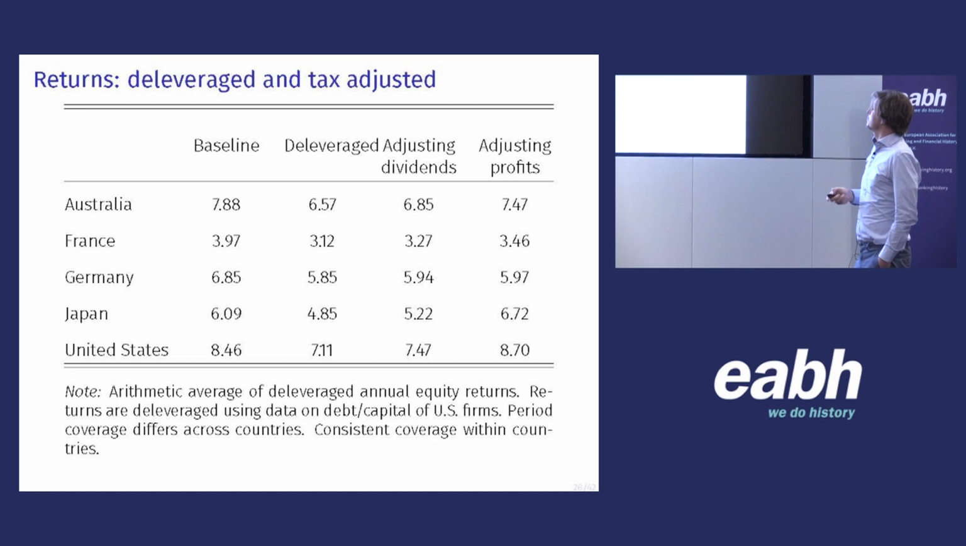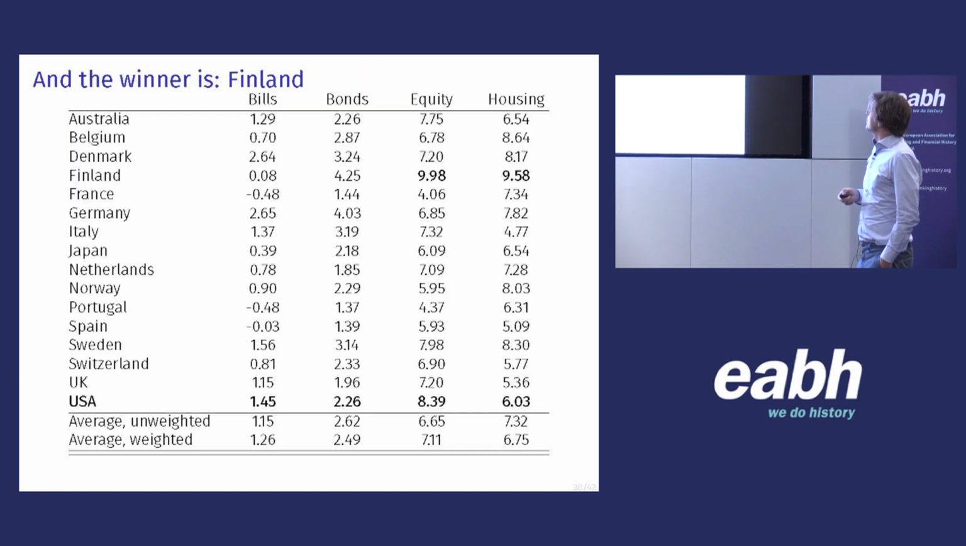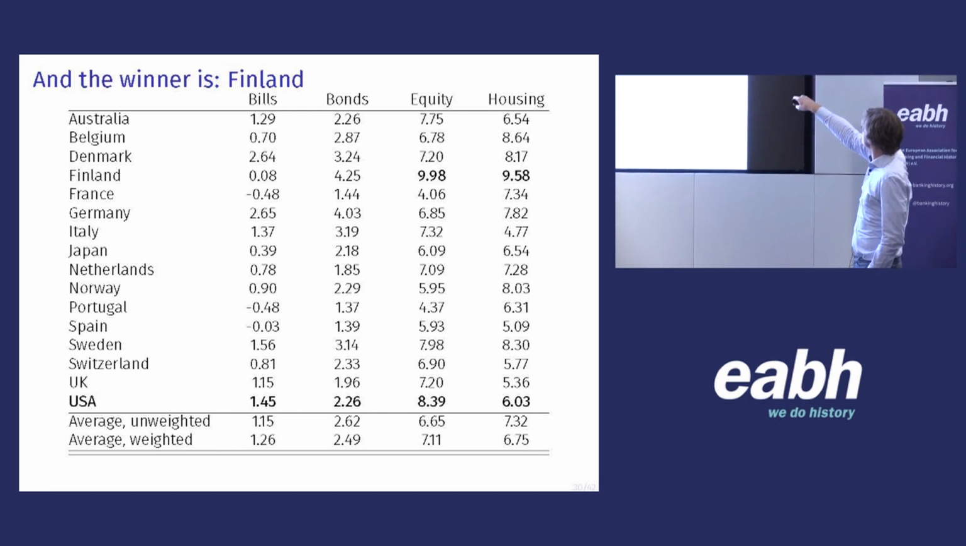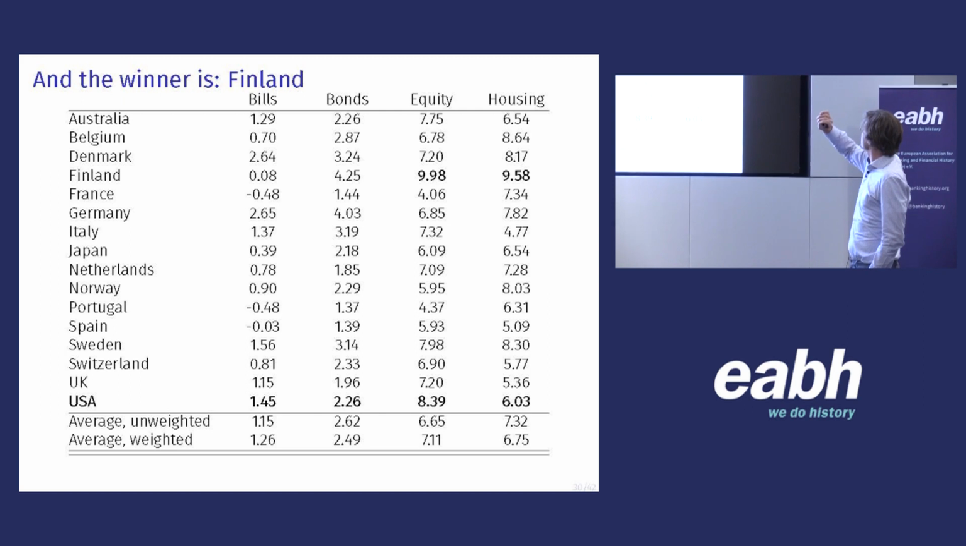You see here, French equity is a really bad idea. Okay, returns across countries. The winner is Finland. You wouldn't have guessed, I guess. You see the equity, bond, and bill returns for the individual countries. Finland has 10% real, or close to 10% real returns for both.